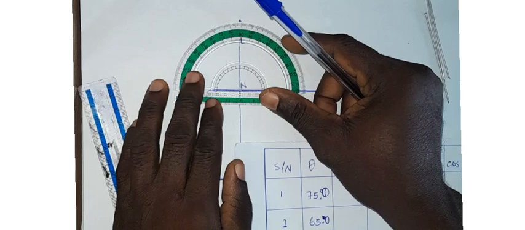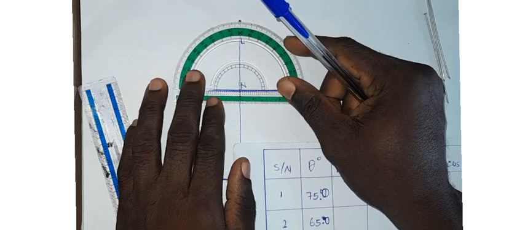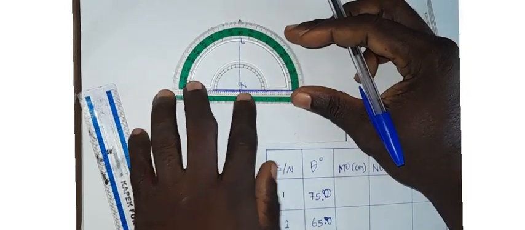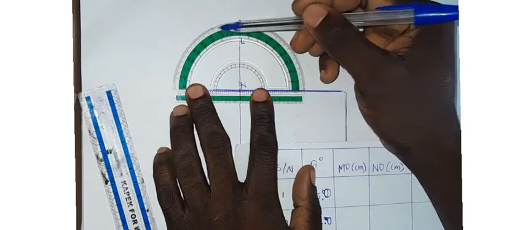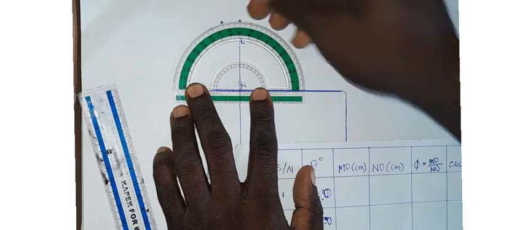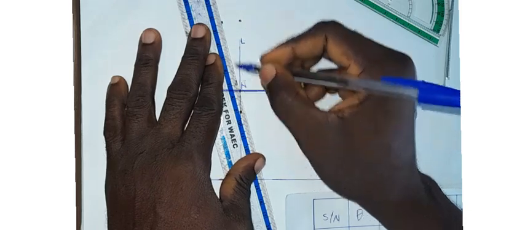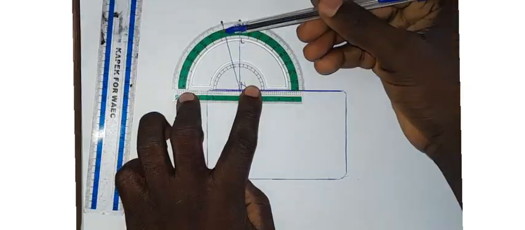So I'll come to this place, place this on top of this, note the 90 mark, and all of these points. Ensure they are on top of the line. So I'm going to measure 75 degrees from this side. So this is 75. So I'll put a dot here. Then I'll come to this place and join these two. So this is my 75.